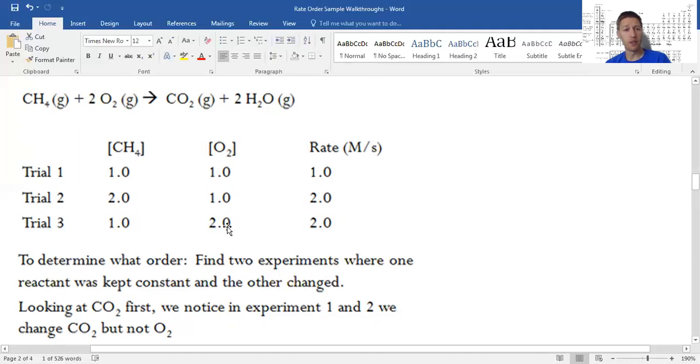And we have a couple trials we looked at where we changed the concentrations. So in trial 1, we had CH4 is 1, O2 is 1. We found a rate of 1. So then we decided to double the CH4 and kept the O2 the same. When we doubled the CH4, what happened to the rate? It also doubled. So if when you double something, the rate doubles, then we would say that's 1st order.